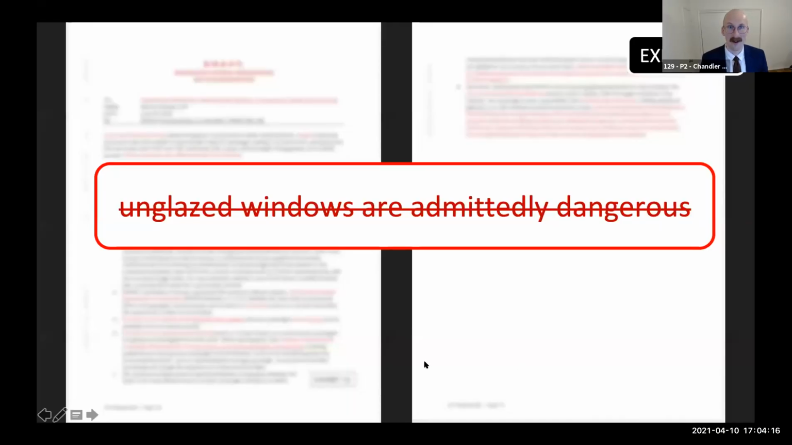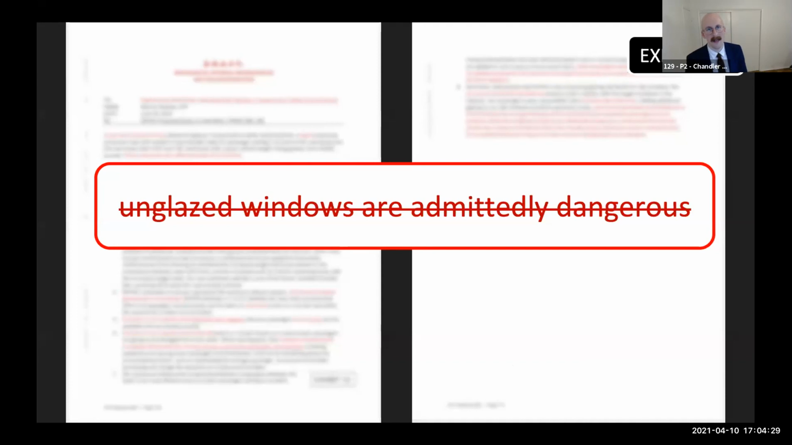That brings us to fact number 2. The defendant's windows were defectively designed. Now, a design is defective if it's unreasonably dangerous. We know that these windows were unreasonably dangerous because the company that makes them admitted they are. Literally. Unglazed windows are admittedly dangerous.